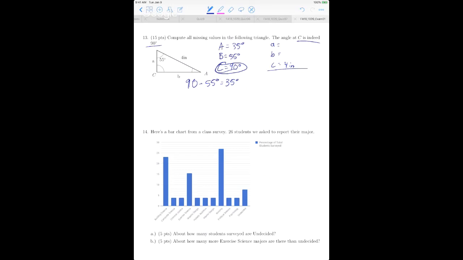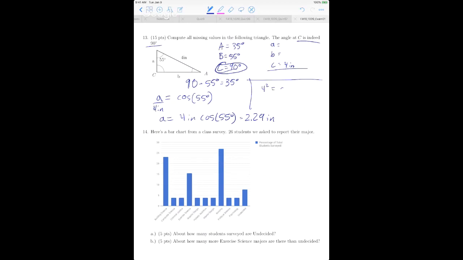All right, so I got a hypotenuse, 4 inches. I got an angle, 55 degrees. So I'm going to say that A divided by 4 inches is equal to the cosine of 55 degrees. All right, so then A is the same thing as 4 inches times cosine of 55. So cosine of 55 times 4, 2.29 inches.